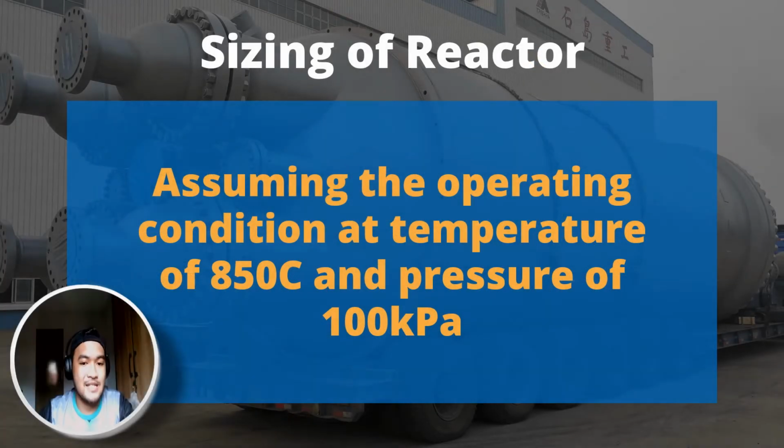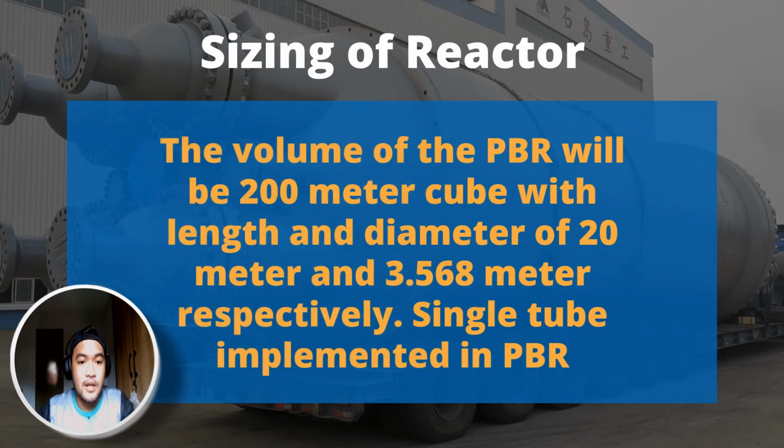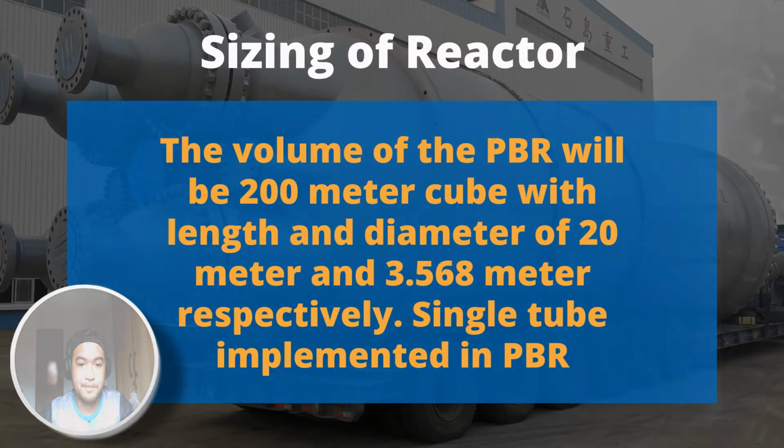catalyst. For the sizing of the reactor, we will be using 850 degrees Celsius temperature and 100 kilopascal pressure. The volume of the PBR will be 200 cubic meters, with length and diameter of 20 meters and 3.568 meters respectively. A single tube will be implemented in the PBR.